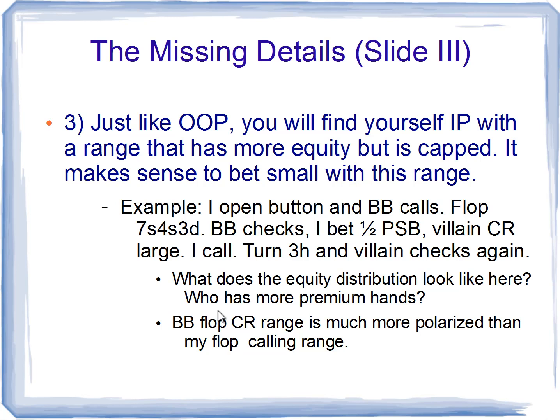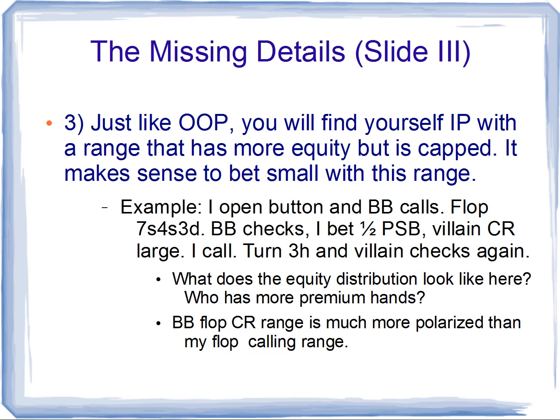Okay, sorry, I didn't see that. I already wrote it right here. The turn's the 3 of hearts, and villain checks again. Okay, so on this turn, villain's going to have a polarized range here, because everything he check-raised with on the flop was probably pretty polarized. So it was going to be really strong hands, bluffs that missed, and draws that missed. So on this turn, when he checks to me, what bet sizing makes sense?